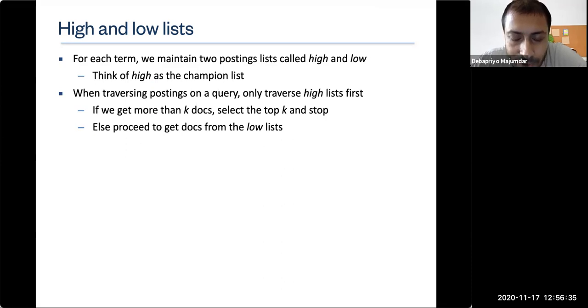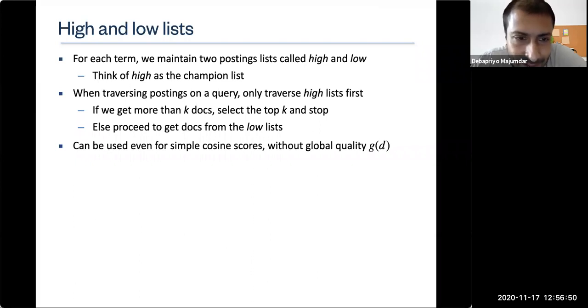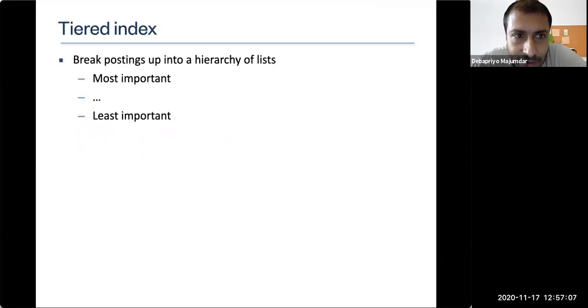These are all just to make sure that you are lazy, or rather you want to be done doing less work, and not read through the list unless necessary. Now, this high list can be made by using either simple cosine scores without the global quality, or you can actually merge them together as well. This also gives you a means for segmenting the index into tiers, right? A tiered index breaks posting lists into a hierarchy of lists, most important, then dot dot dot, least important. You can do that by different kinds of measures.